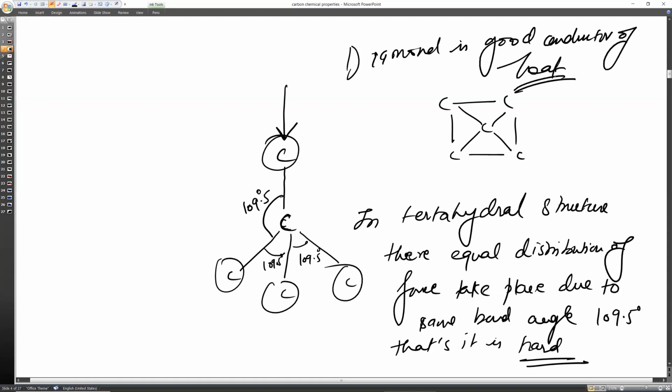So now you understood allotropes. Yes, sir. Okay, let's move to the next part.